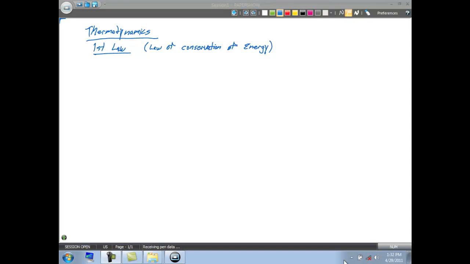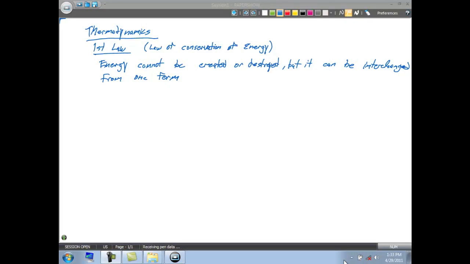And basically, what this energy conservation law says is that energy cannot be created or destroyed, but it can be interchanged from one form to another.